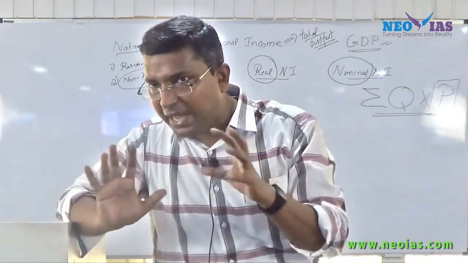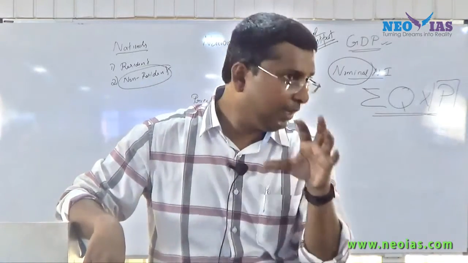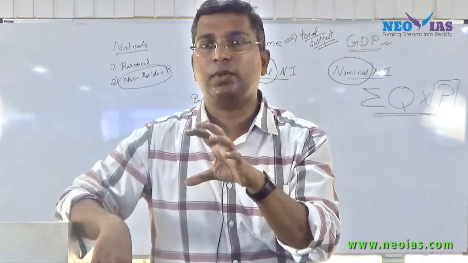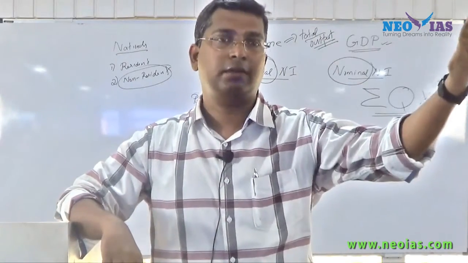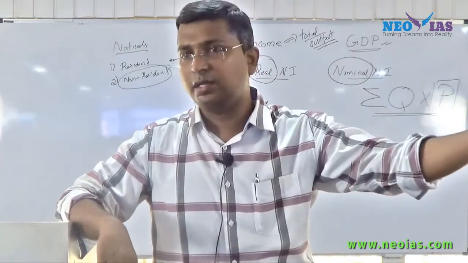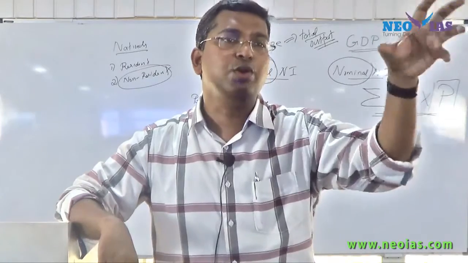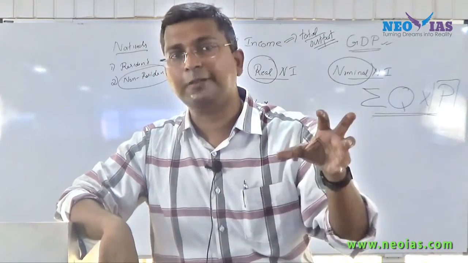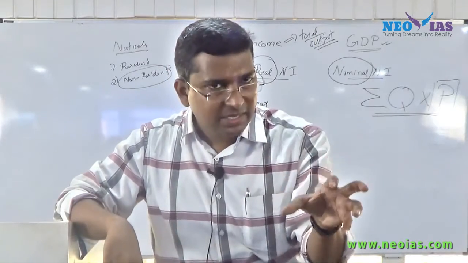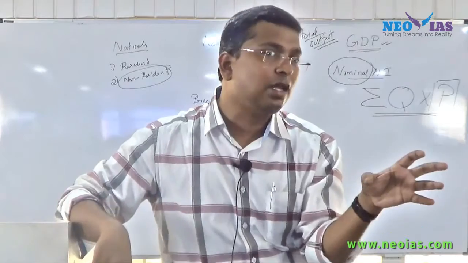So price fluctuation will not impact real national income. Now, this national income can change. It can be real GDP, real GNP, real NDP or real NNP. So when you hear this term "real" in front of GDP, what does it mean? This GDP is calculated at constant prices.